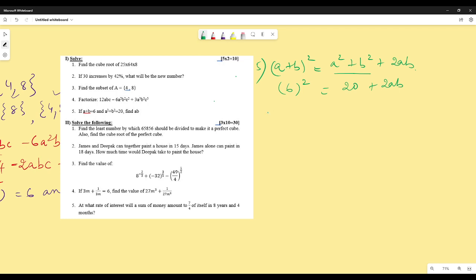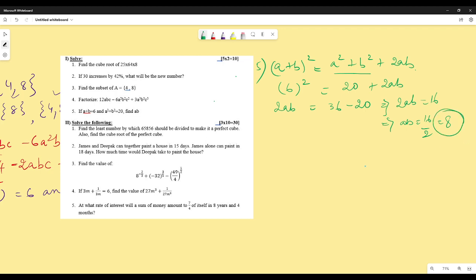Now let us take the numbers to one side and the variables to the other side. So 2ab will be equal to 6 squared, which is 36, and remember, this 20 is moving to the side of 36, so the sign will change. What does this imply? This implies 2ab is equal to 16, and that goes to show that ab equals 16 by 2, that makes it 8. So this should be your answer.